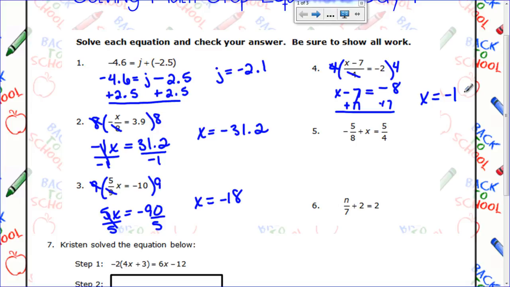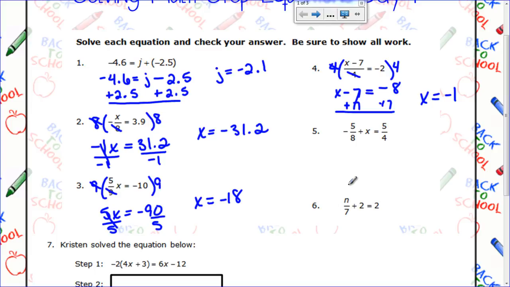Now I'm going to skip here down to number 6. I'll come back to number 5, I promise. But number 6 is different from number 4. If you see in number 4, x minus 7, the whole thing is being divided by 4. Over here in number 6, I have n divided by 7, then plus 2. This plus 2 is not being divided by 7. So up here in number 4, the first thing I did was clear out the denominator. Number 6, the first thing I'm going to do is get rid of this plus 2.